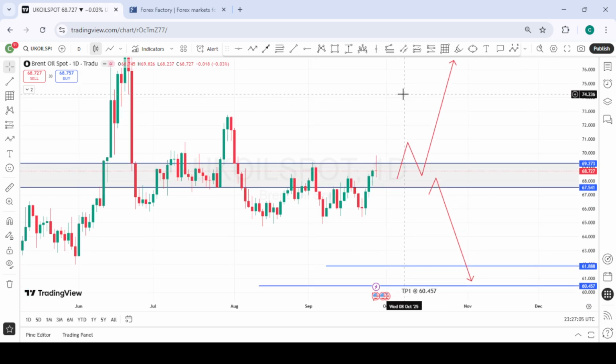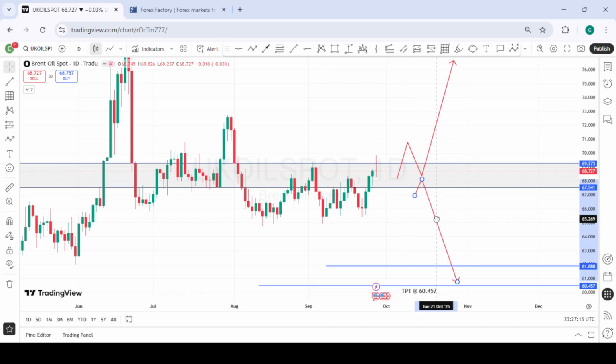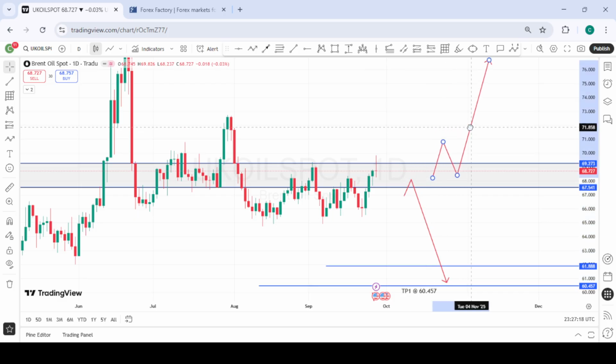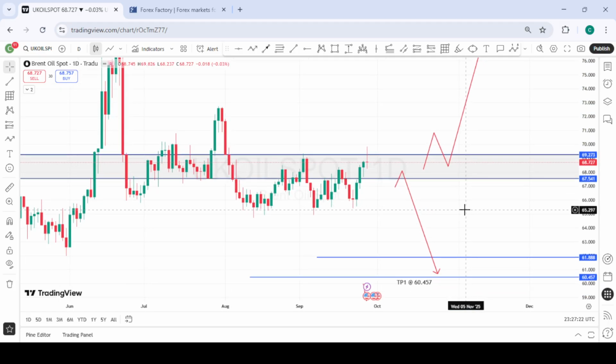But if price refuses to break above and we get a reversal pattern here, or we get some confirmations within this zone for price to drop, we will also be looking for selling opportunities from this zone. So we are very neutral on Brent crude oil for the coming week. We'll depend on price action next week to determine whether price is going to go bullish or bearish for Brent crude oil.